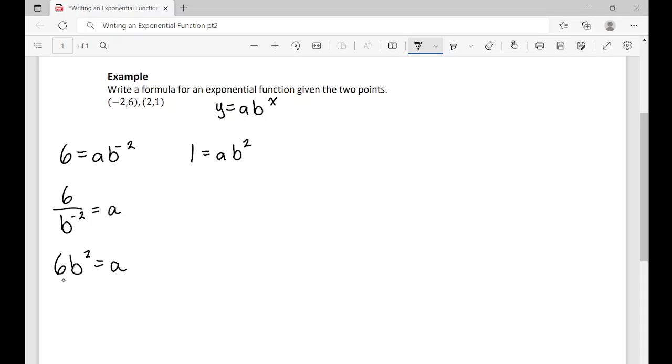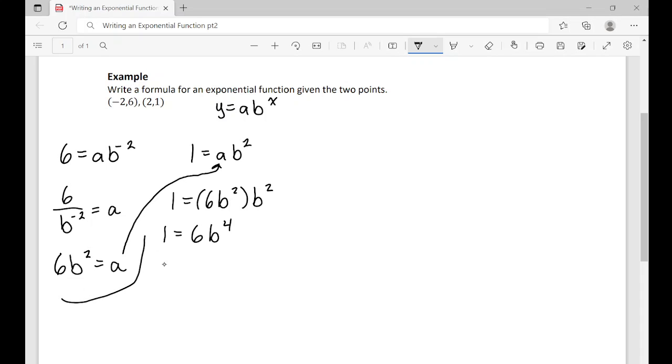Now, because I know what a equals, 6b squared, I'm going to plug it into the other equation for a here. So I'm going to get 1 equals 6b squared times b squared. Distribute the b squared inside. I'm going to get 1 equals 6b to the 4th. And now I just need to solve for b. Divide the 6 over. So 1 over 6 equals b to the 4th.